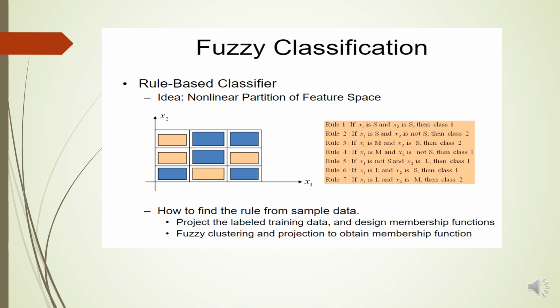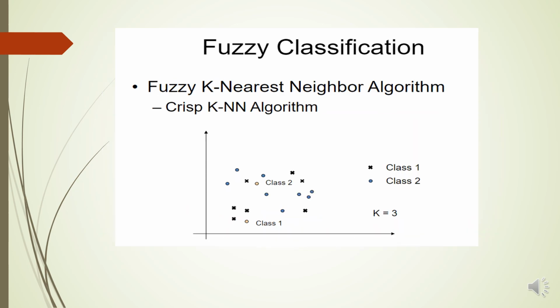So we are going to find the rules from the sample data. From the sample data, you train on the data, and after training, you design the membership functions. Clustering is also done, and finally classification is done. Here I have taken a simple algorithm, which is called the k nearest neighbor algorithm, or KNN algorithm. You can see it is the crisp KNN algorithm.